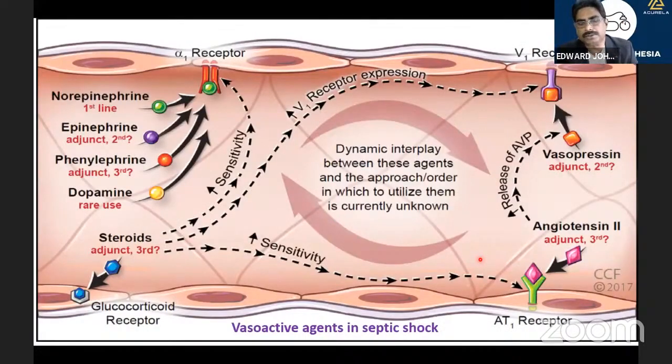So the vasoactive agents we use in septic shock act through the alpha receptors. First line is norepinephrine, second line epinephrine, third phenylephrine, fourth is dopamine. Dopamine at higher doses acts through the alpha receptors; at lower doses it acts through the dopamine 1 and 2 receptors. Then your vasopressin acts through the vasopressin 1 and 2 receptors. And your angiotensin 2 acts on the angiotensin receptors, and it also acts on the posterior pituitary and releases vasopressin. In addition to that, we use steroids, because steroids sensitize all these receptors to the circulating catecholamines.